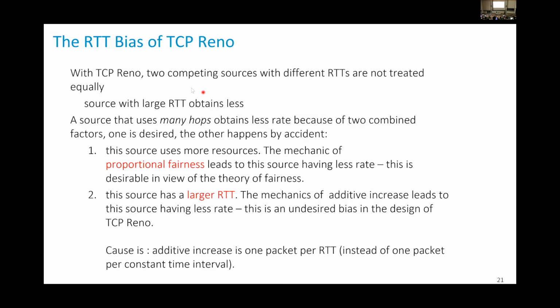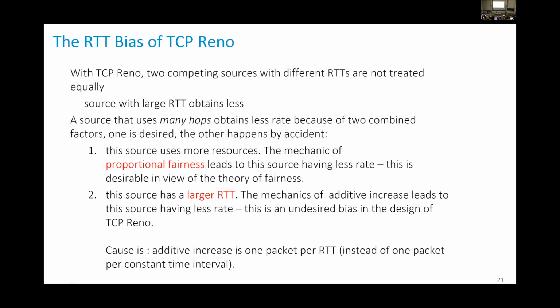So this RTT bias is known, and sometimes you read stupid things about this. So in order to avoid saying stupid things, let's discuss the two aspects of that. Part of that bias is correct in the sense of proportional fairness. If I am accessing the network and I'm using a large number of hops, then I should get less. That's the proportional fairness story we saw before. In the example you saw with Hossein, you had the source 0 that was accessing all the links, and with a proportionally fair allocation, it was getting less. So in that sense, it is true.